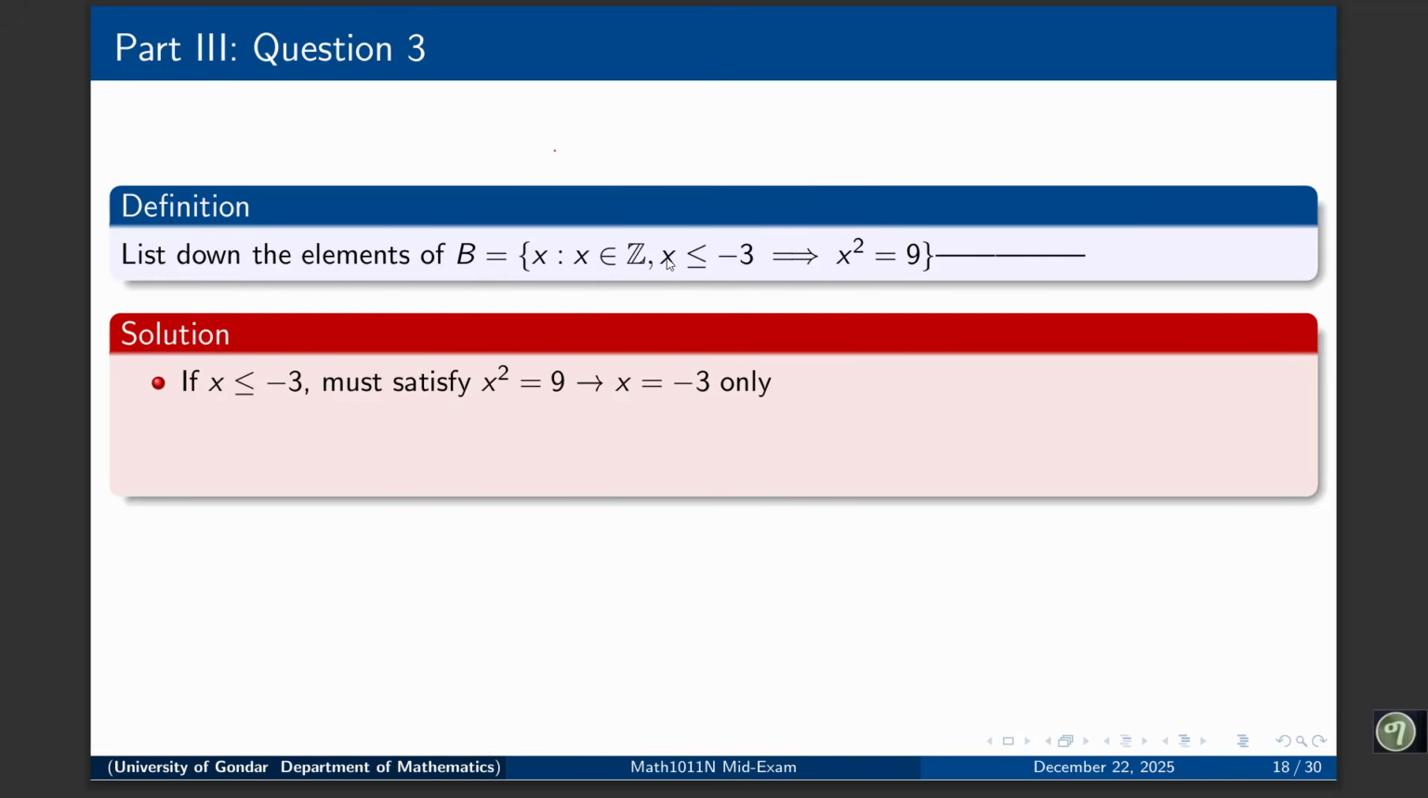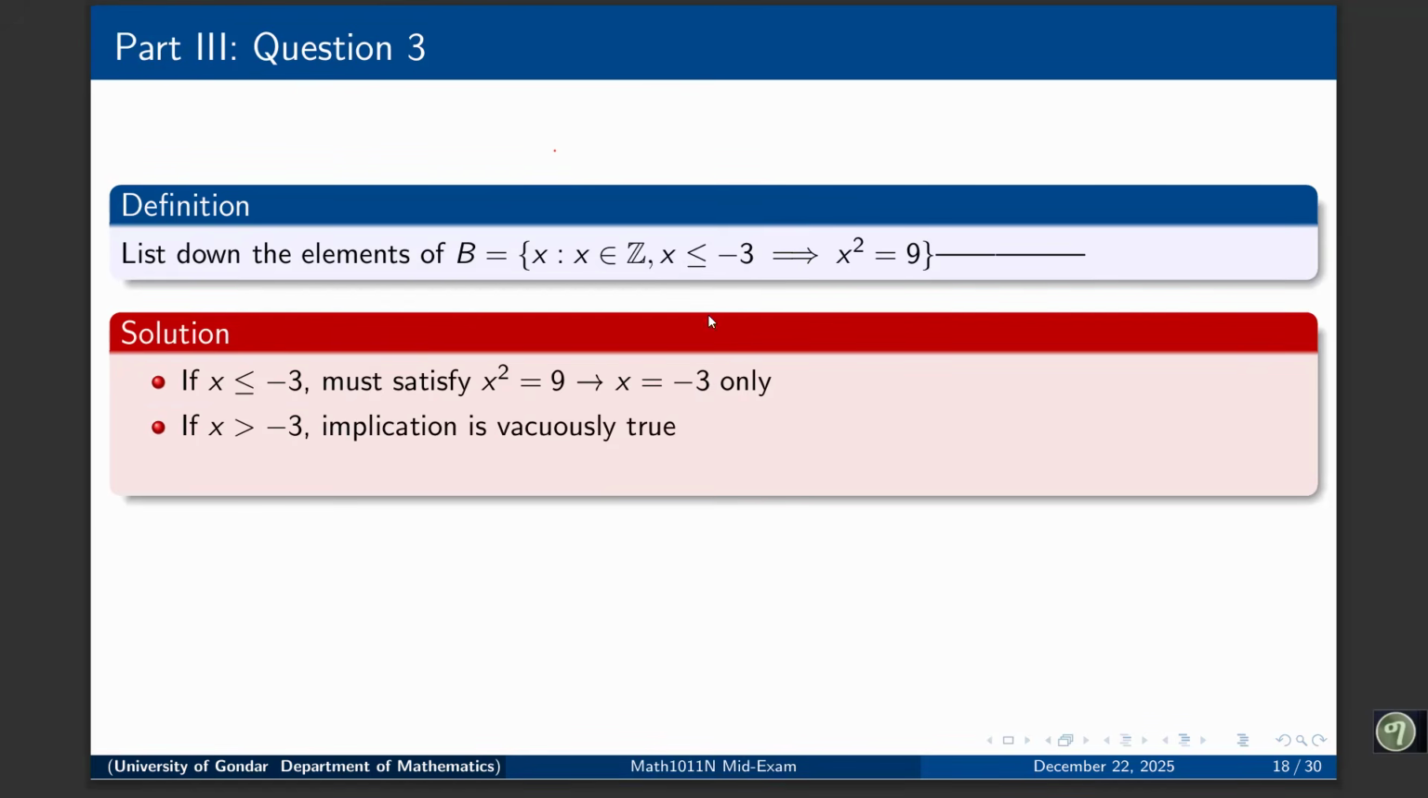But when x less than or equal to minus 3 is true, for this logical implication to be true, x squared is equal to 9 must also be true. Therefore, x less than or equal to minus 3 must satisfy x squared is equal to 9, which implies x equal to minus 3 only. So whenever x less than or equal to minus 3 is true, we have one element satisfying this condition, which is minus 3.